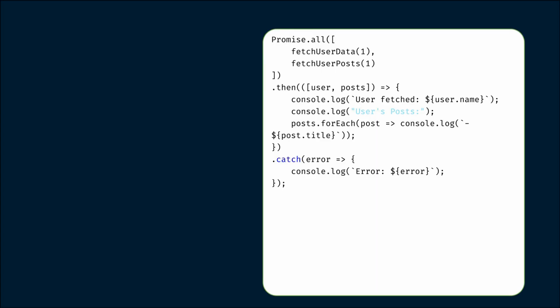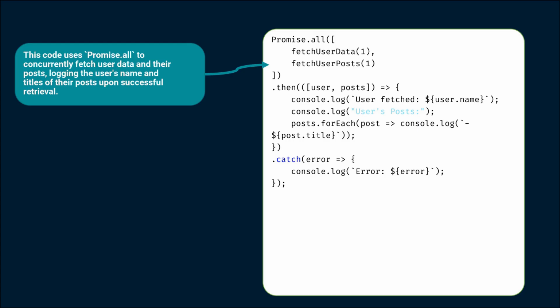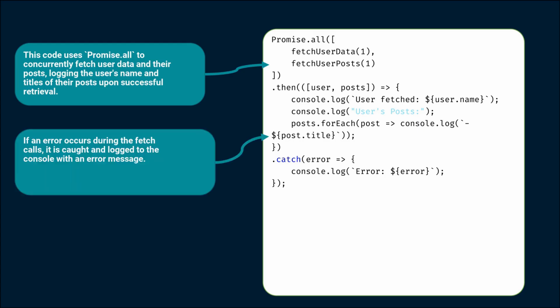Now let's take a look at how we can implement Promise.all, which allows us to execute multiple asynchronous tasks concurrently. In our example, we are fetching user data and the last 3 blog posts simultaneously using 2 functions, fetchUserData and fetchUserPosts. By passing an array of these 2 promises to Promise.all, we enable concurrent execution of these asynchronous operations.